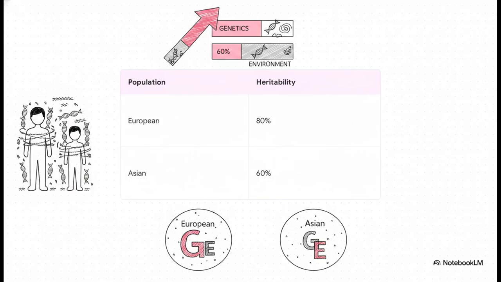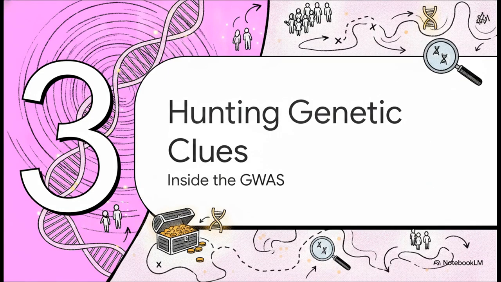Now, what's really interesting about this slide is how heritability is a population-specific metric. Just look at the estimated heritability of height. In European populations, it's estimated at 80%, but in Asian populations, it's estimated at 60%. So did the fundamental biology of human height change? No. What changes is the amount of genetic and environmental variation within those specific groups. Heritability can, and absolutely does, differ between populations. Which brings us to Section 3, hunting for genetic clues.